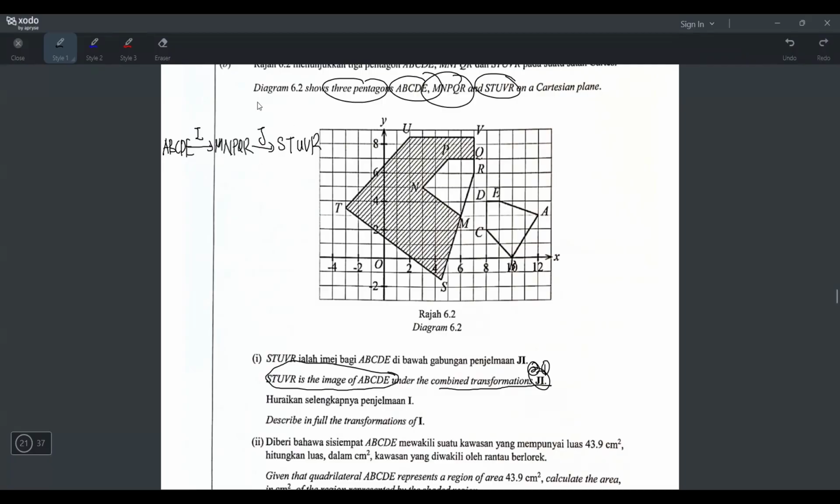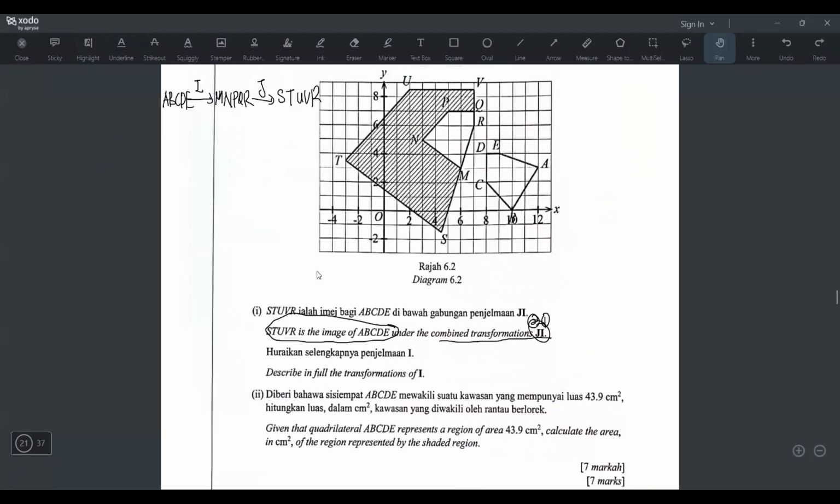So this is what you need to do first before you attempt to describe. Because if you don't do this first, later you will describe wrongly. Imagine you want to describe transformation I, but you don't even know I is from which one to which one. It can be this one to the big one, or the big one to the small one, or this one to this one. How would you know? That's why you have to do this first.